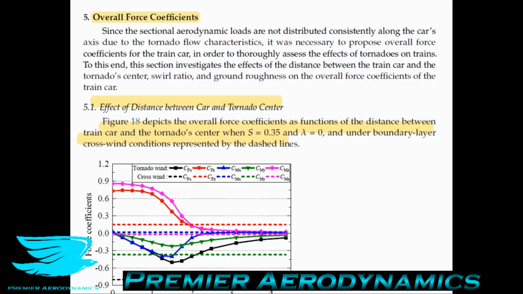train aerodynamics. And again, like the last podcast, we're going to look at a paper called Experimental Study on Wind Loading Characteristics of Trains Under Stationary Tornado-like Vortices. This is open access, so you can find it in the link in the description.